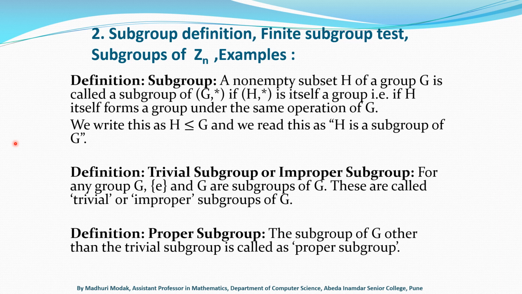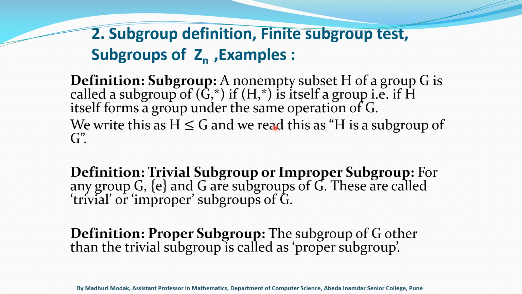Now see the definition. First of all, G with respect to star is a group. For H to form a subgroup of G, H must be a non-empty subset of G. And secondly, H with respect to star must form a group. That means whatever operation is defined on G, with respect to the same operation H must form a group, and at the same time H is a non-empty subset of G. Then we say that H is a subgroup of G.